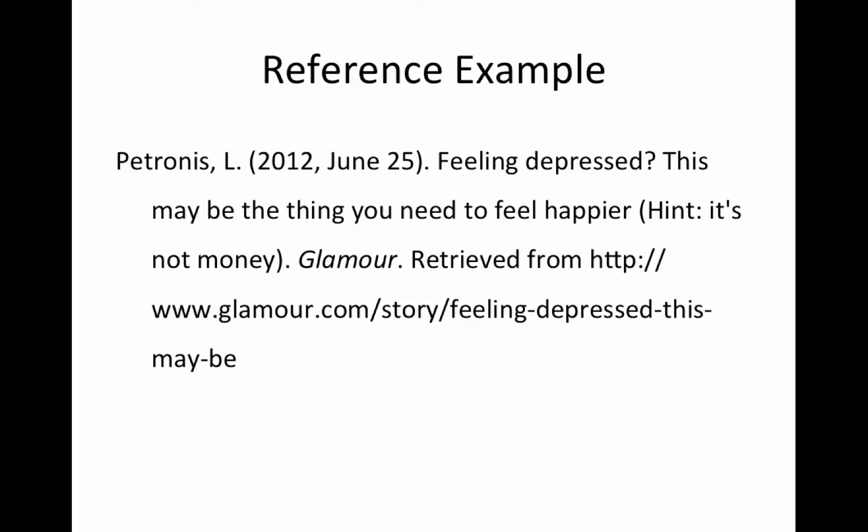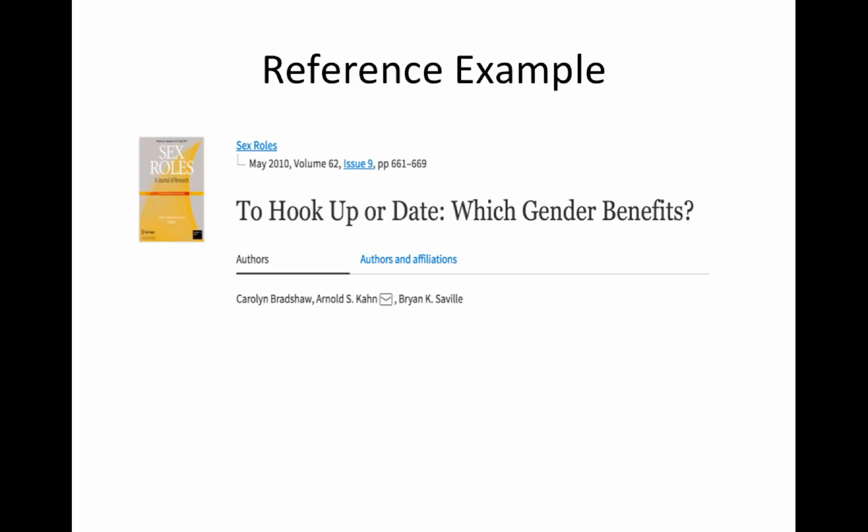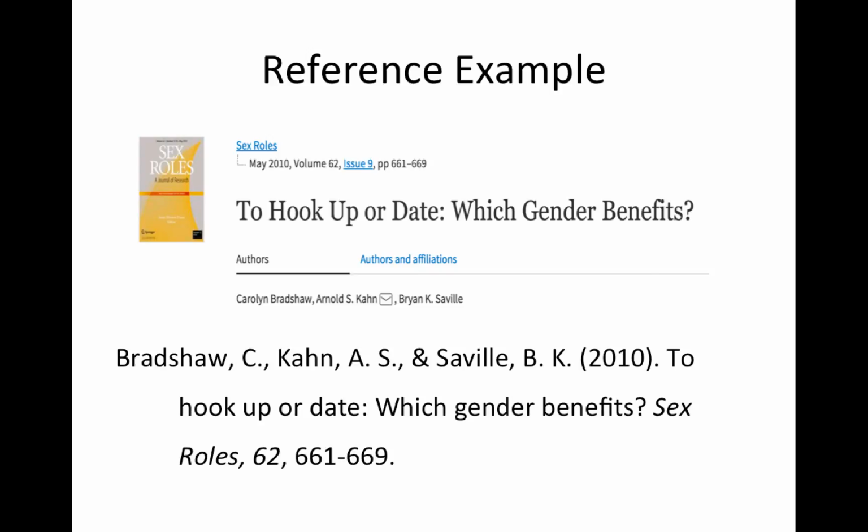This is followed by the title of the periodical, which is italicized. Since this was found online, you follow this with retrieved from and the URL. If this was a print periodical, you would follow the title of the periodical with the volume number, also in italics, comma, and the page numbers. Now, from a peer-reviewed article, can you find information for the reference citation? Here is the reference citation.